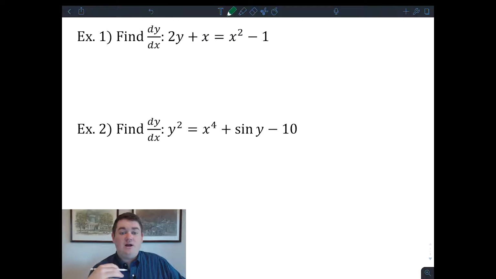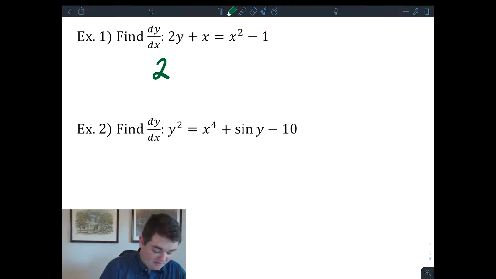I've got 2y plus x equals x squared minus 1, and I'm asked to find the derivative of this whole equation. So when you go to take the derivative of 2y with respect to x, notice the mismatch there. You're taking the derivative of y with respect to x. You take the derivative just like you normally would. So the derivative of 2y, as you might guess, is 2. But because y is implicitly defined as a function of x, you have to multiply by dy/dx.